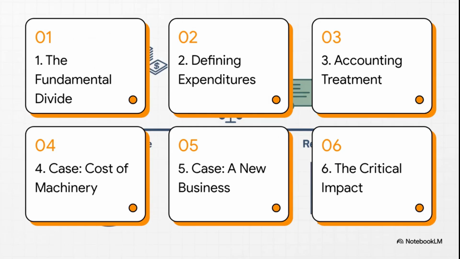Okay, so here's our game plan. We'll start with the big picture, that fundamental divide. Then we'll get into the nitty-gritty definitions. After that, we'll see how this stuff actually gets recorded in the books. And the best part? We'll apply everything we learn to a couple of real-world case studies before looking at the serious impact of getting this stuff wrong.